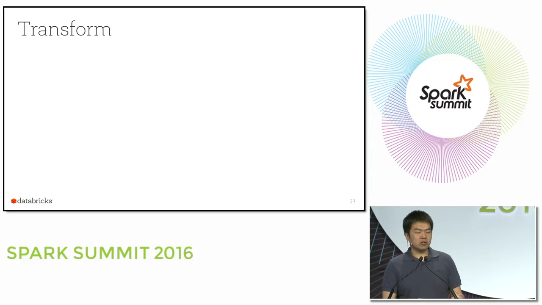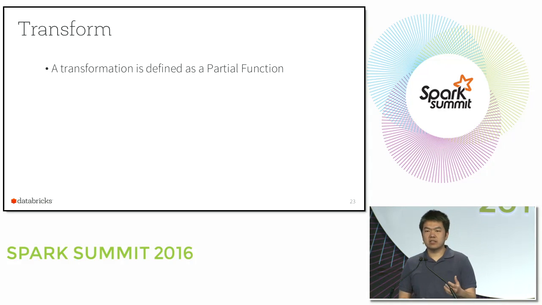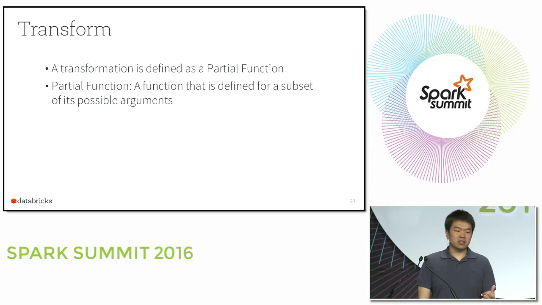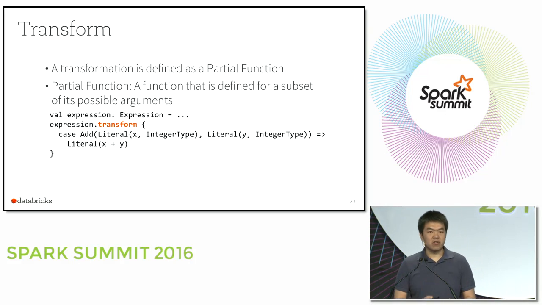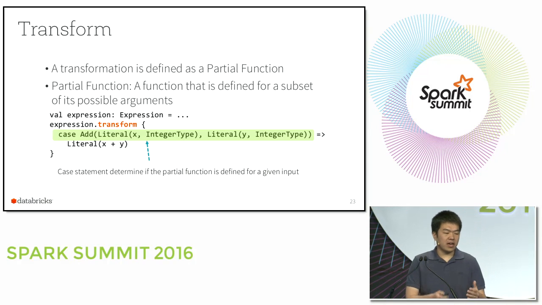So let's see how transform is implemented. Transformation is basically defined as a partial function in Scala. A partial function is a function that's defined for a subset of the possible arguments. Here is a very simple example. We have an expression, we call transform, and we provide a partial function to this transform. You can see the case statement here determines if the partial function is defined for a given input.